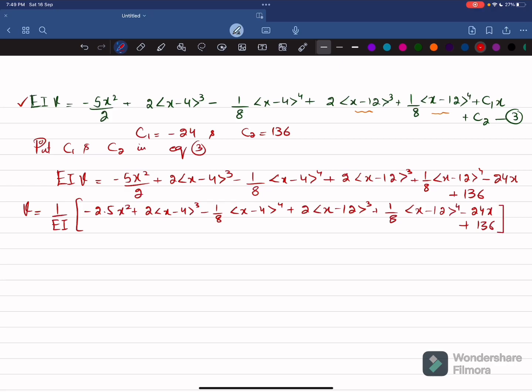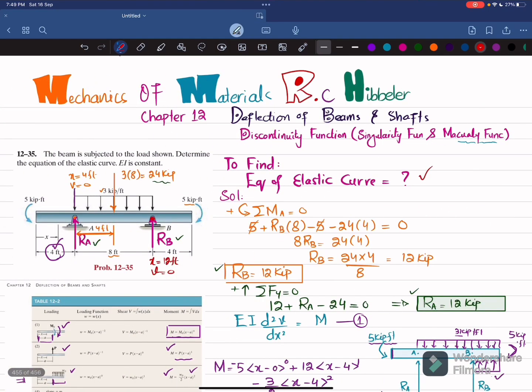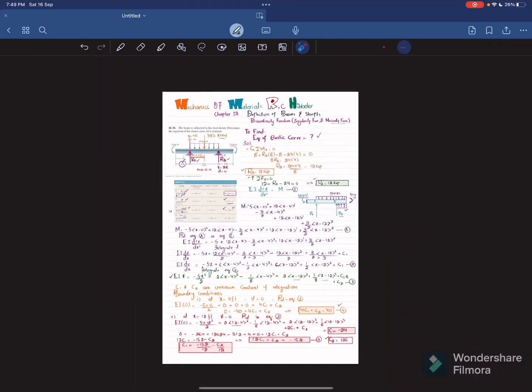And this is the answer, our required equation of the elastic curve, that will give you the deflection at any length. So if you want to find the deflection at any length of x, just put the value of x, and you will get the deflection at that point. And that was all about this problem 12-35.